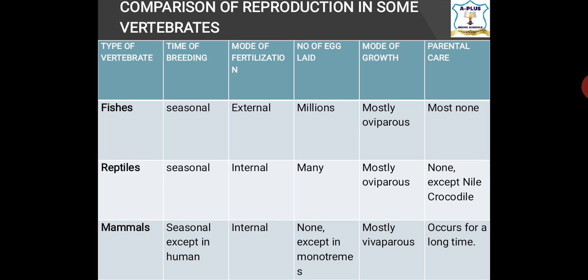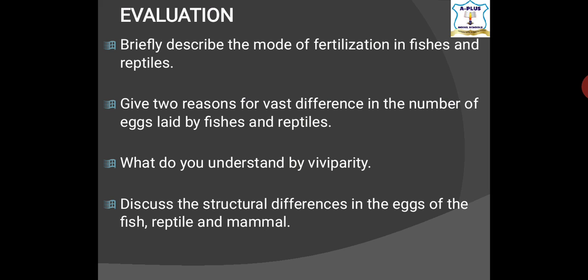With all this explanation, I believe we've come to the end of today's lesson. At the end of this, you should be able to answer the following questions. You should be able to describe the mode of fertilization in fishes and reptiles. If you cannot do that, please rewind and watch the video again with the explanation. You will understand. You should be able to give 2 reasons for the vast difference in the number of eggs laid by fishes and reptiles. I think I've been hammering on that throughout this class.